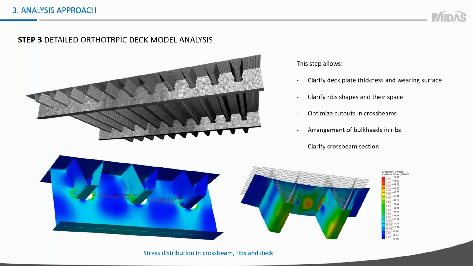And the last step of modeling is working with a detailed finite element model of the deck. This model allows you to optimize all other components that cannot be optimized in the previous 2 steps, like cutout shape and rib bulkheads arrangement. You can clarify the deck thickness, the wearing surface thickness. You can also clarify the shape of your longitudinal rib. And this model is like a finalization of the process.